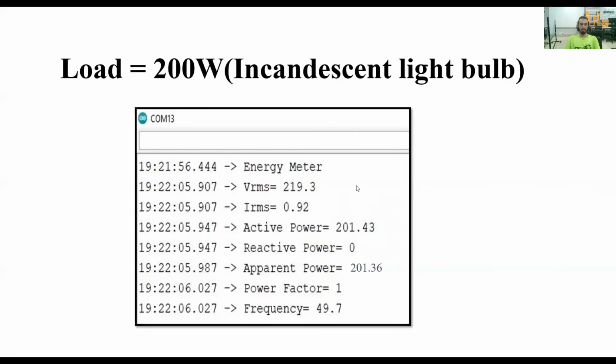When we have increased the load to 200 watt by connecting an incandescent light bulb, we can see VRMS is almost the same, and the current IRMS has increased because we have increased the load on the load end. So we will also get the reactive power with some increment.